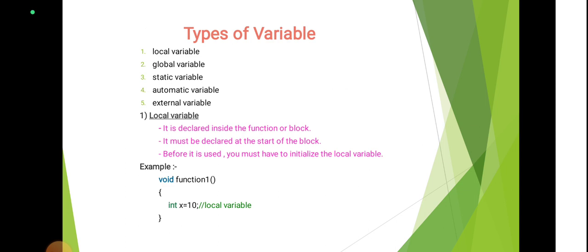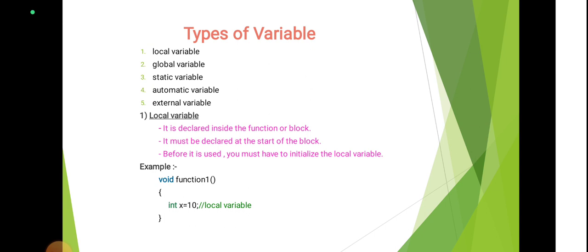Then there are different types of variables. First one local, second global, third static, fourth automatic, fifth external. We learn one by one. First is the local variable. It is declared inside the function or block. When you declare any variable inside any function or block, that variable is called a local variable.